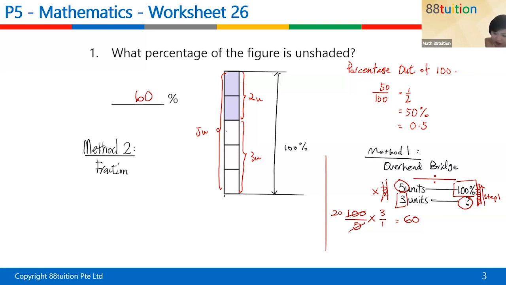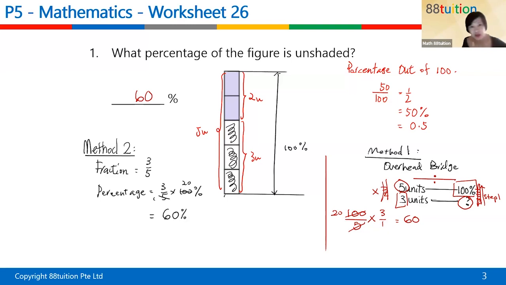What is the fraction? If you take a look here, 1, 2, 3. So this is 3 out of 5. So express 3 out of 5 as a percentage. In terms of percentage, you just have to times 100%. 3 out of 5 times 100%. So you would get down to what? Divide by 5, 20. That's where you get 60%.